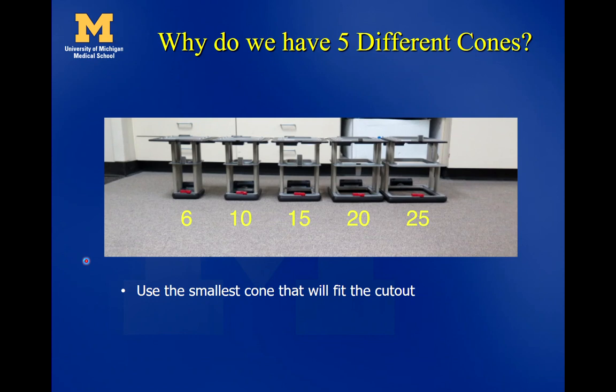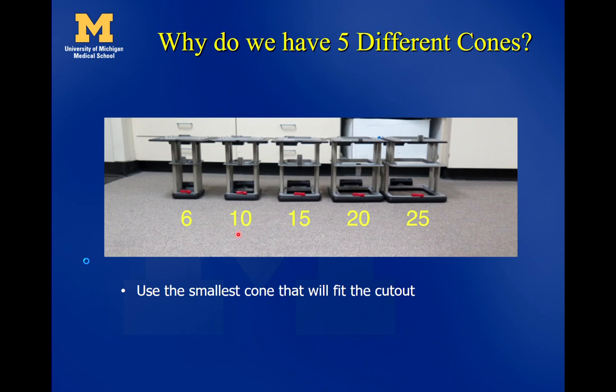So here's another audience participation question. Why do we have 5 different cones? In this day and age, maybe a long time ago when we were treating more electrons, it was obvious. Why do we have 5 different cones? This is from my Varian linac. I have a 6, a 10, a 15, a 20, and a 25. And I already said on the previous slide, use the smallest cone that will fit the cutout. I think part of the answer is that the 6 cone is pretty obvious. If you're treating a small lesion on the skin surface, the 6 cone usually fits that.